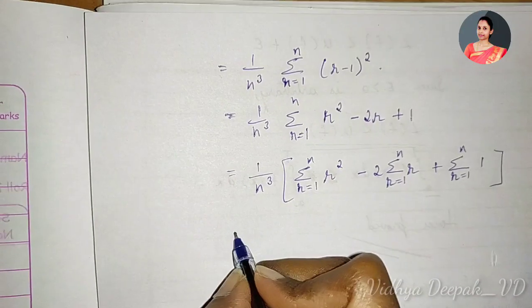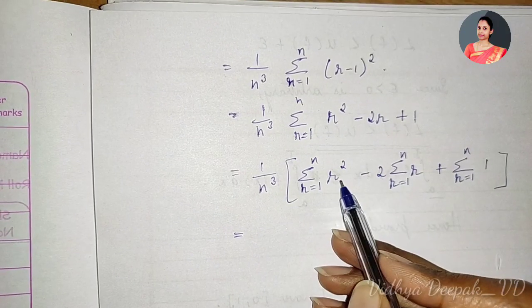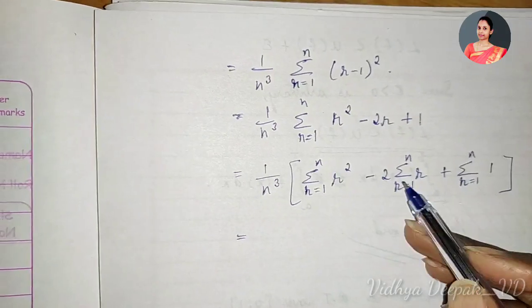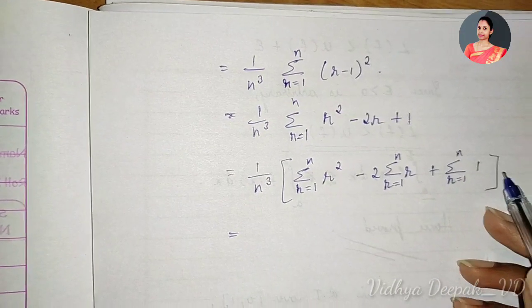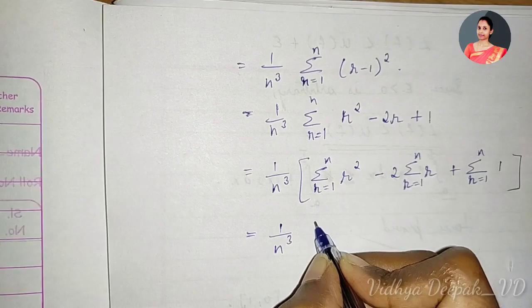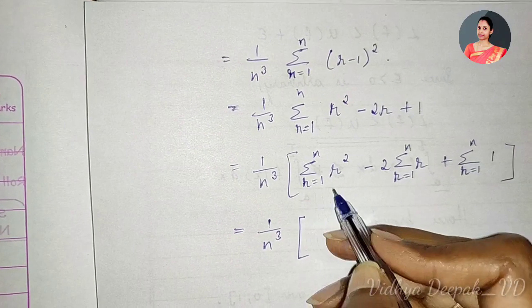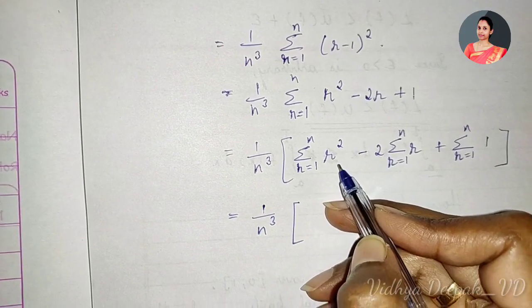Okay, so now we have the formulas for summation, sigma r equals 1 to n of r square, sigma n square, sigma n, sigma 1. We have the formulas, remember? So according to that formula we have the summation sigma r equals 1 to n of r square, that is the n square formula.